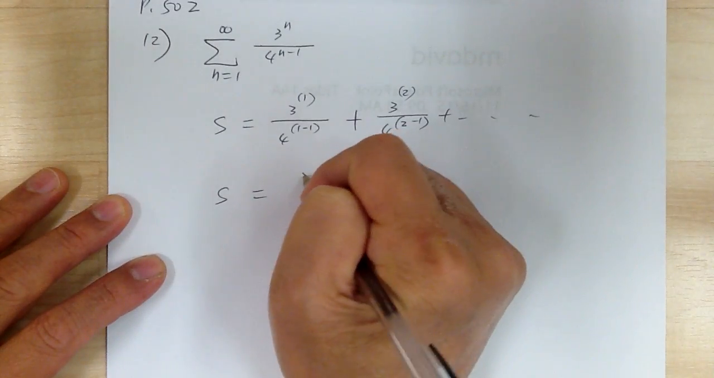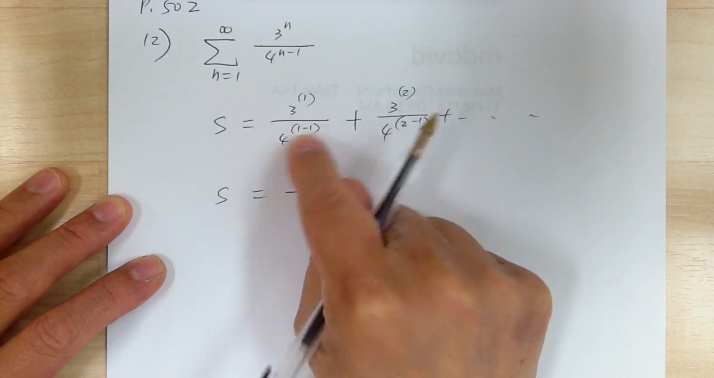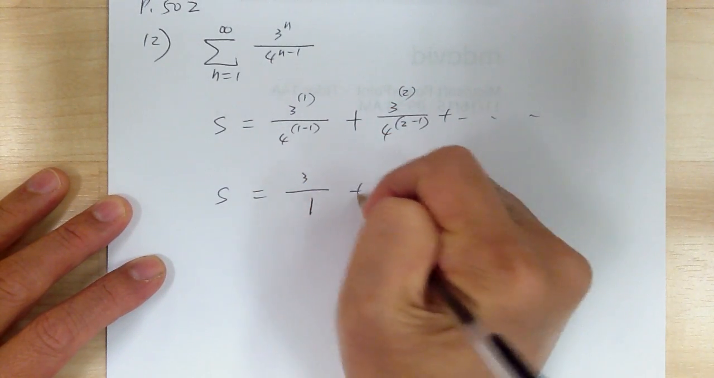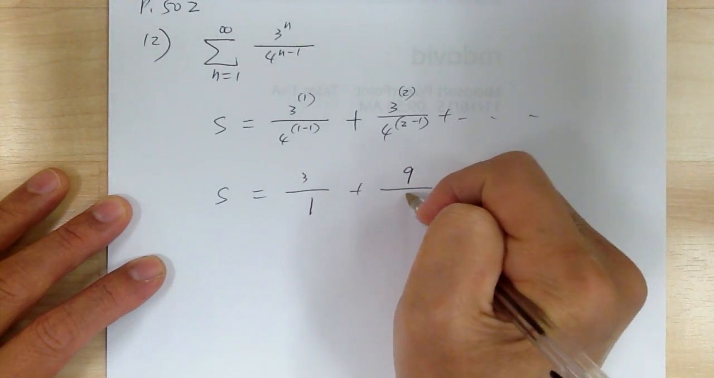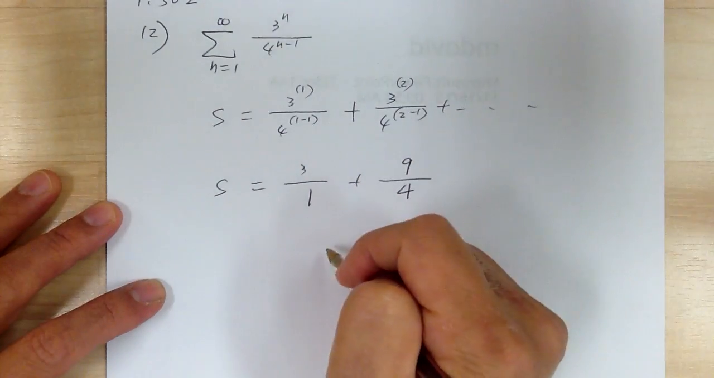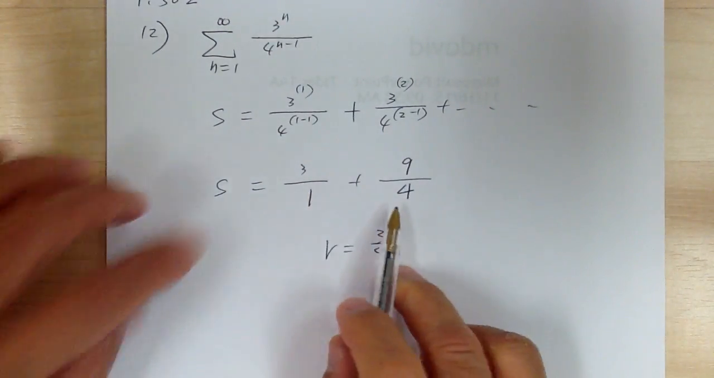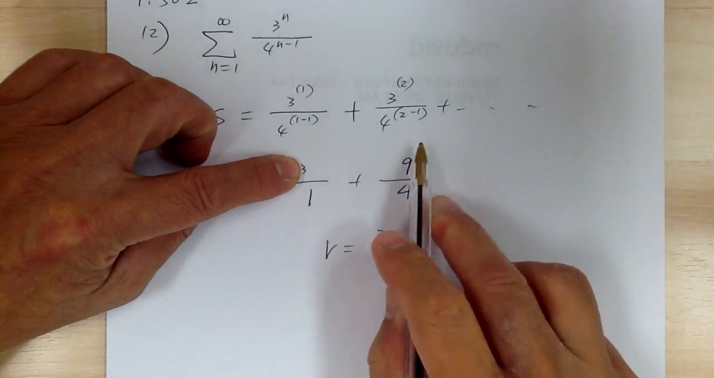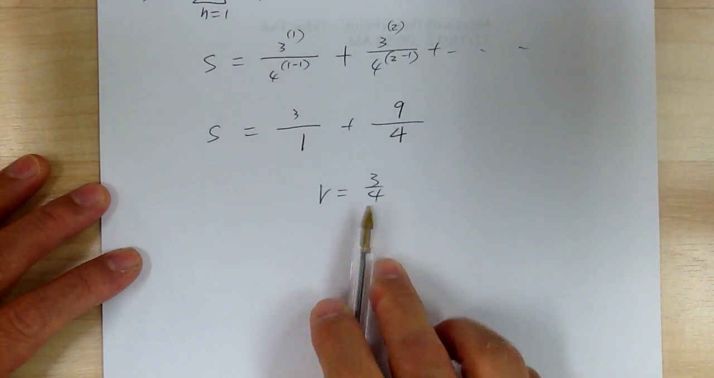So you're going to get 3 over, okay, now this is 4 to the 0 power, and 4 to the 0 power is 1. Okay, this one is 3 squared, which gives you 9 over 4. So in this case, your r is going to be 3 over 4, right? Because you can tell, right? 3 times 3 gives you 9, and 1 times 4 gives you 4, right? So r equals 3 over 4.